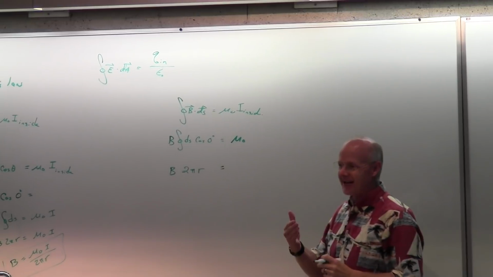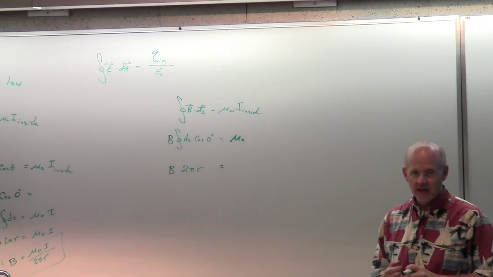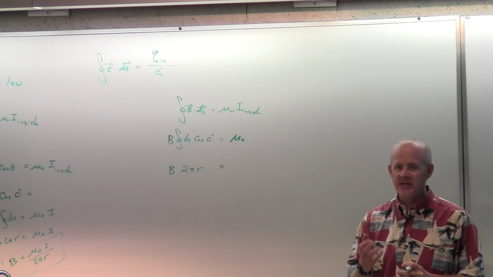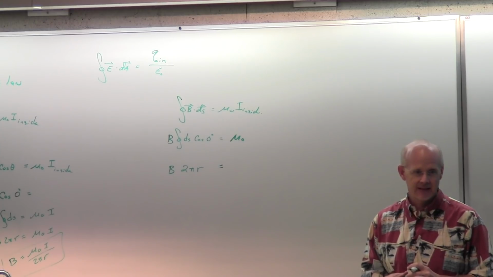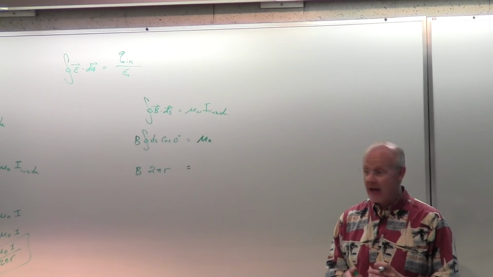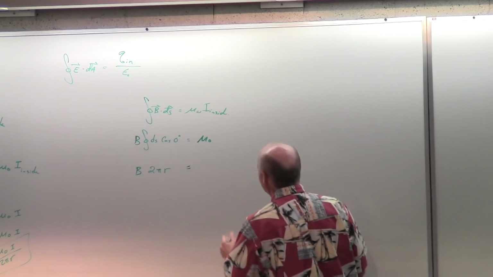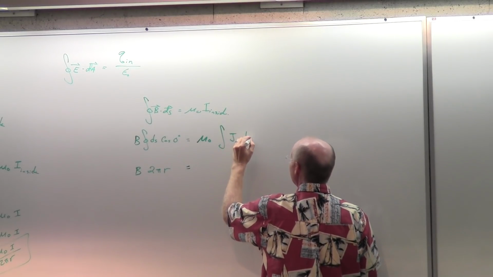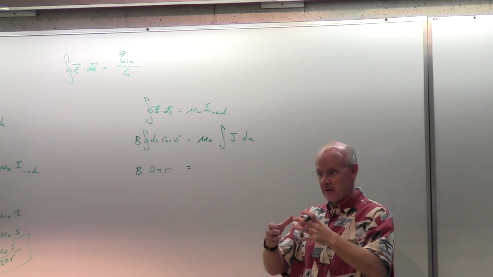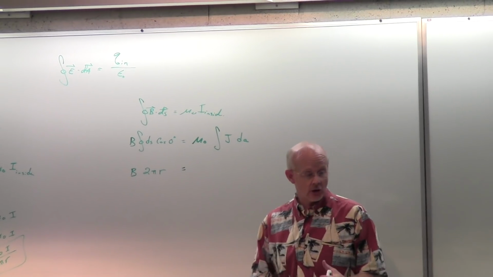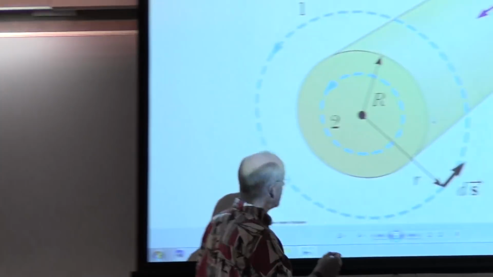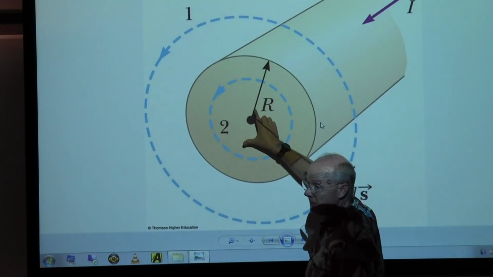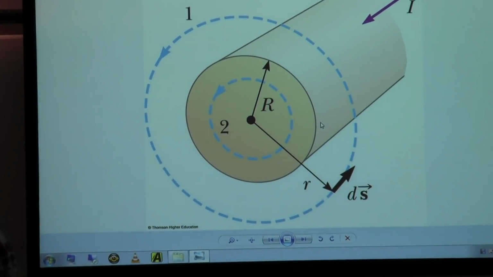How much current is inside of my Amperean loop? Can you see it's not all the current now? That's the real key here. How much is inside? Probably the best thing to do is to add it up and say, all right, the total current is the current density added up over that area. And so I will start maybe with what is the current density at the center and add it up, add it up, and keep adding it up.